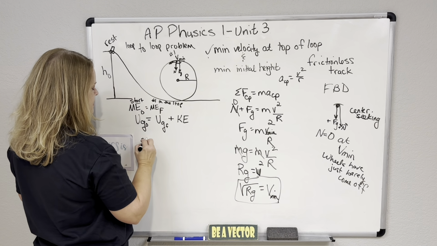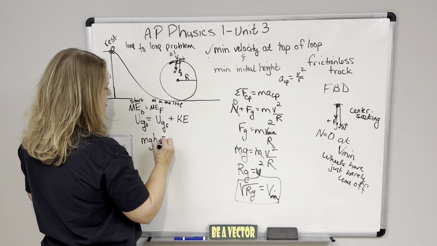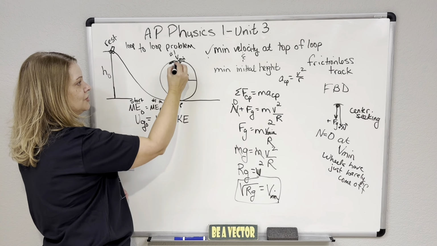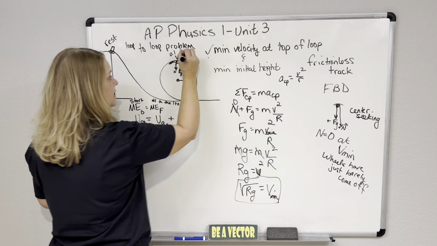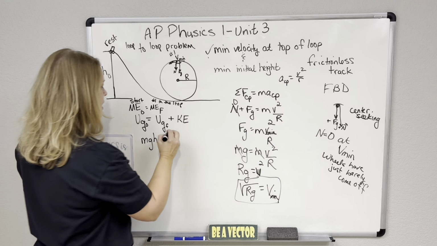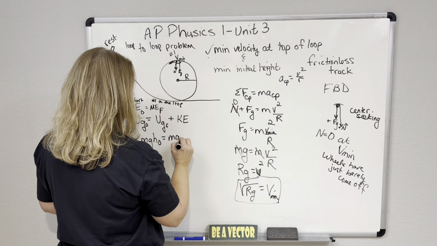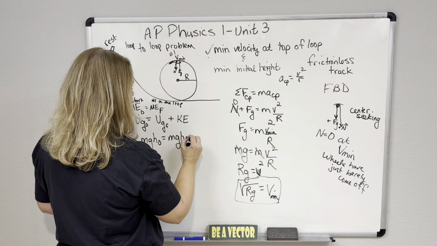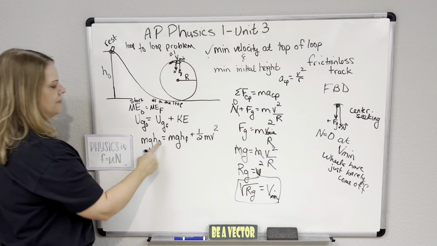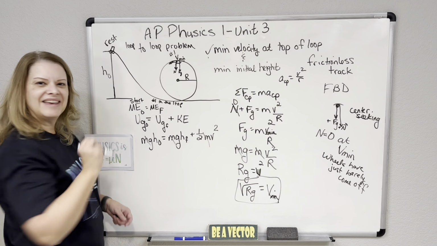All right, I'm going to call this mgh naught. I'm going to call this height, now look, if this is r, that's 2r, so the whole height of this is just the diameter, 2r. All right, so it's going to be mg. I'm going to go ahead and put h final, and then I'll plug that in for you so you can see that. All right, look, everybody brought mass to the party again.